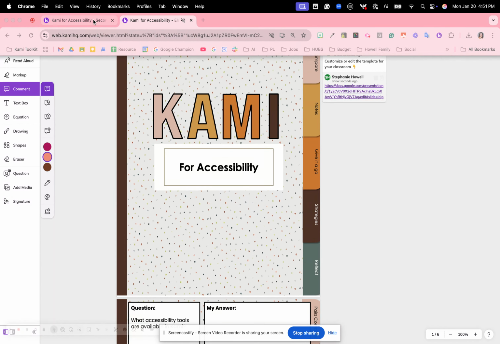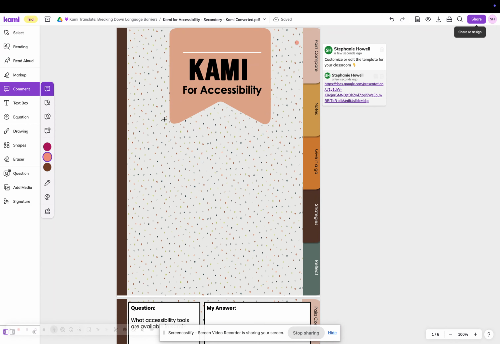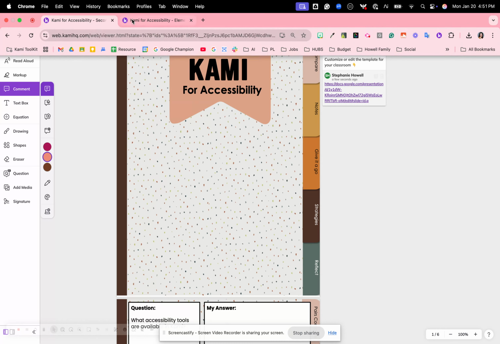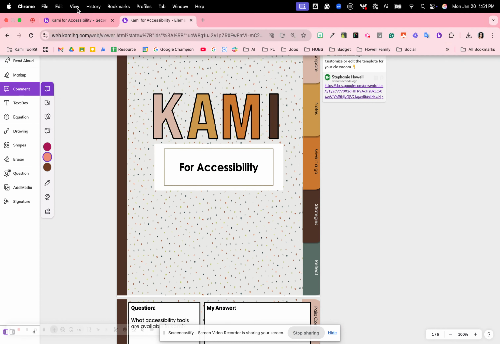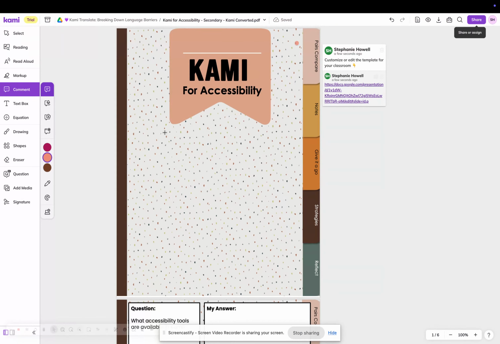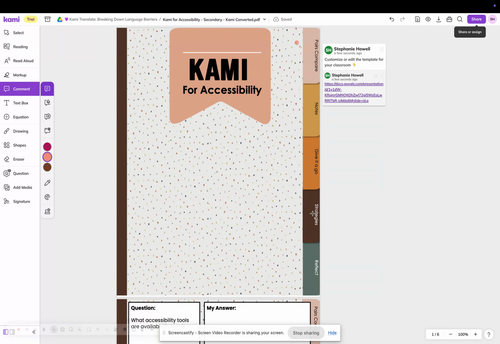Here are 2 binders to help your teachers learn about Kami for accessibility. This one I like to think is more for elementary, and this one could be for secondary. However, it's really the same. The only difference is the strategies. So again, you can kind of mix and match based on your district goals.